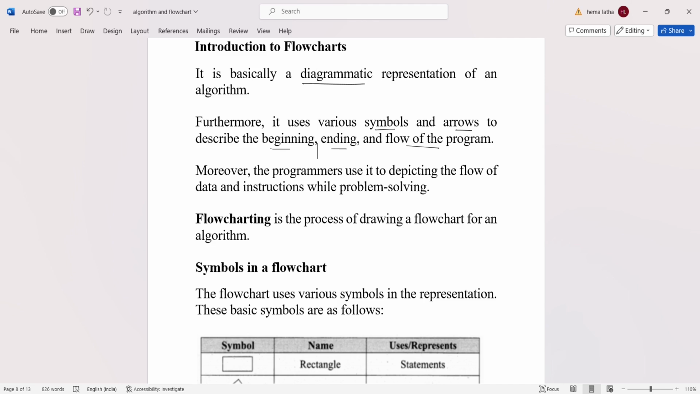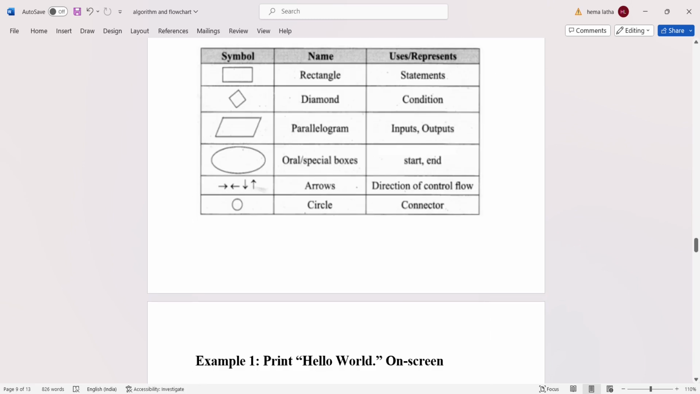Okay, so now I will show the symbols we have to follow. See here, this is the symbol, the name of the symbol, and what its representation is in the flow chart. Now you see, first this is the rectangle symbol. If you are using the rectangle symbol, it represents the statements. Okay, these are the statements. To represent the statements we use the rectangle.